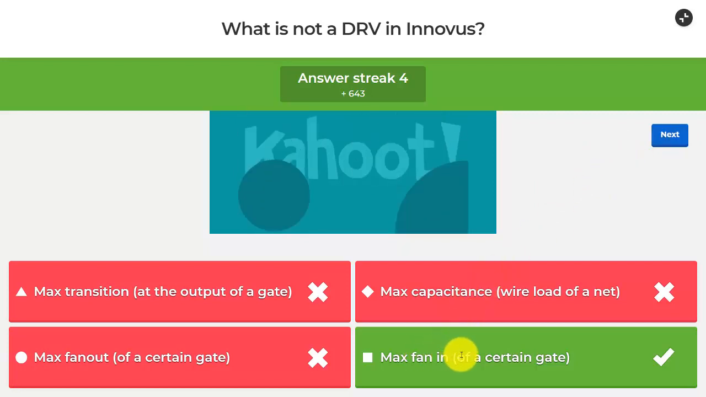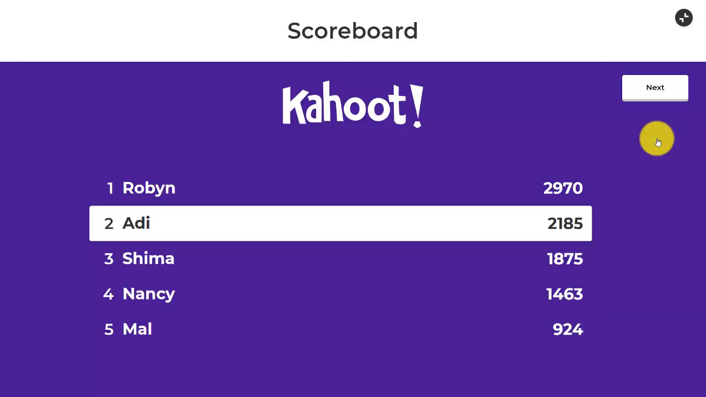So max fan in, of course, is not a DRV. It's just a trait of a gate, and usually gates in a CMOS library are not going to have a fan in above 4.